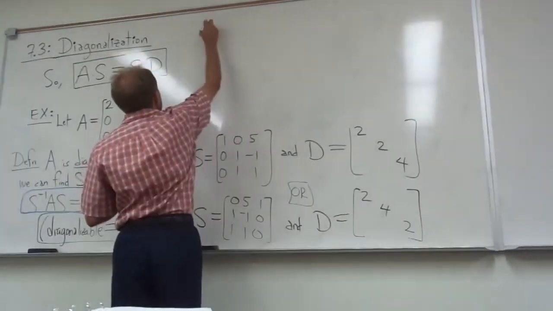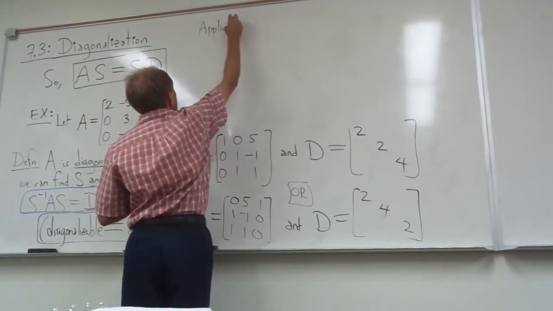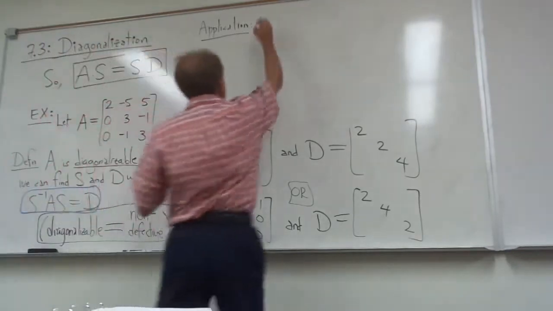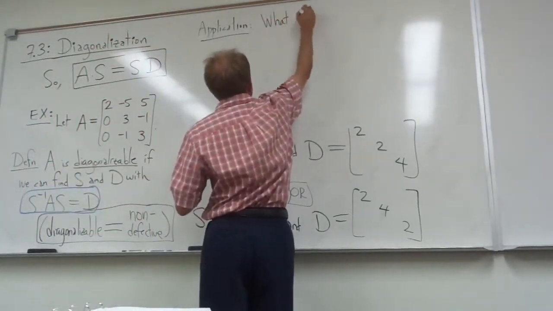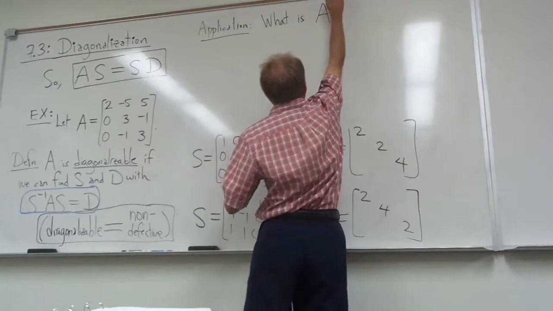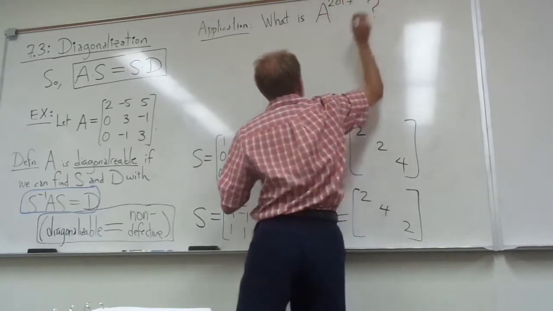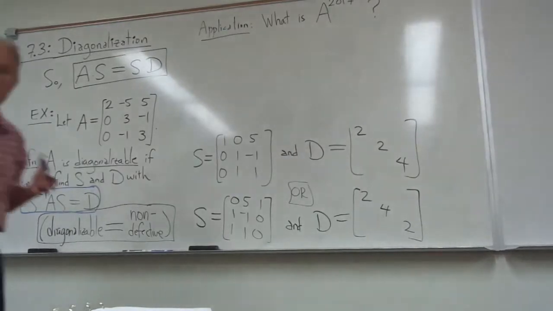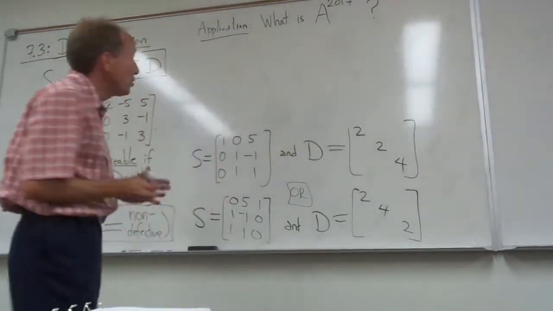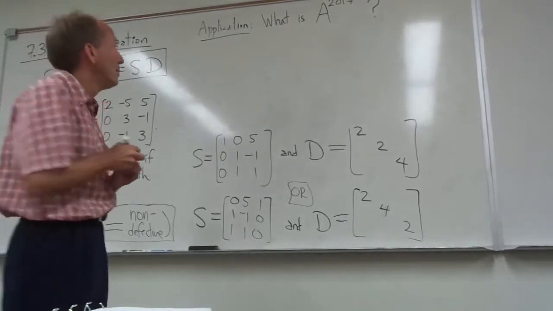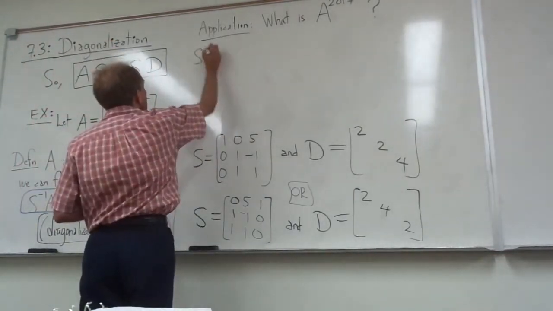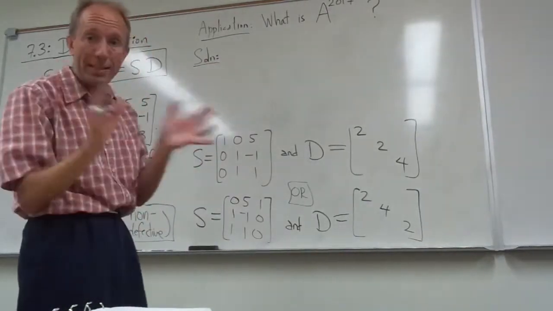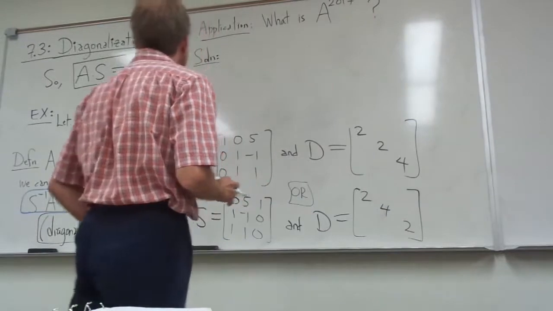Well, just as a quick application of this, in this example that I just did, what if we asked, what is A to the 2017th power? A times A times A times A. We want to multiply this matrix by itself 2017 times. Not that we're actually going to come up with an answer right now, but I just want to show you where the diagonalization process could actually help you with that.